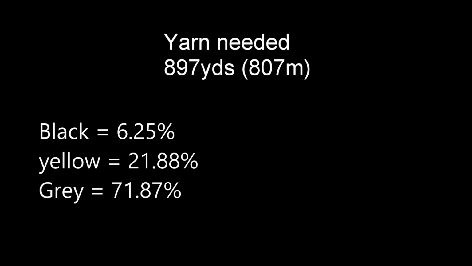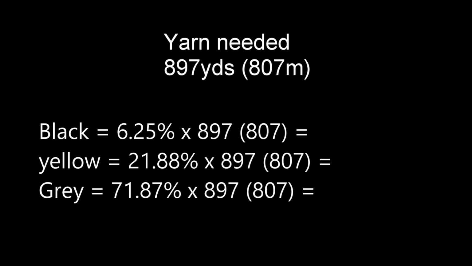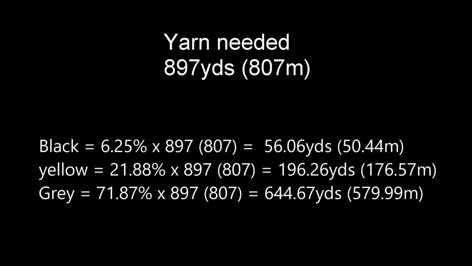Now that we have our percentages, we can apply them to our yardage and meterage and find out how many yards and metres for each colour. So 6.25% of 897 or 807 is 56.06 yards or 50.44 metres of the black colour. For yellow, that works out to be 196.26 yards or 176.57 metres. And for the grey, that works out to be 644.67 yards or 579.99 metres.